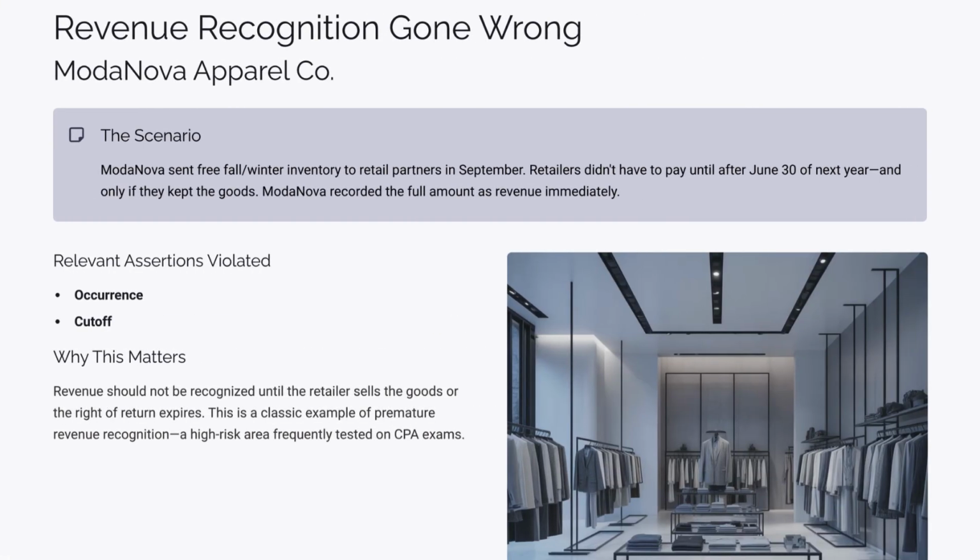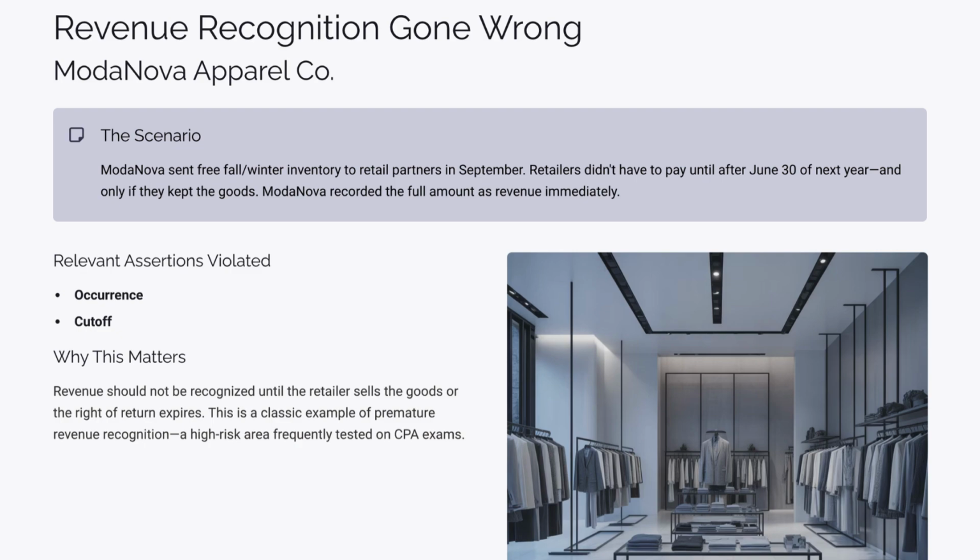Let's look at an example of improper revenue recognition, a classic CPA exam scenario. Modanova sent free fall winter inventory to its retail partners in September. Retailers didn't have to pay until after June 30th of next year, and only if they kept the goods. Modanova recorded the full amount as revenue immediately. Relevant assertions: occurrence, cutoff. Why?